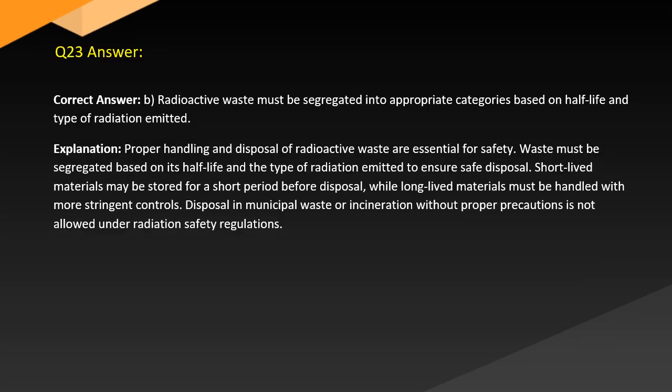Answer. Correct answer. B. Radioactive waste must be segregated into appropriate categories based on half-life and type of radiation emitted. Explanation. Proper handling and disposal of radioactive waste are essential for safety. Waste must be segregated based on its half-life and the type of radiation emitted to ensure safe disposal. Short-lived materials may be stored for a short period before disposal, while long-lived materials must be handled with more stringent controls. Disposal in municipal waste or incineration without proper precautions is not allowed under radiation safety regulations.